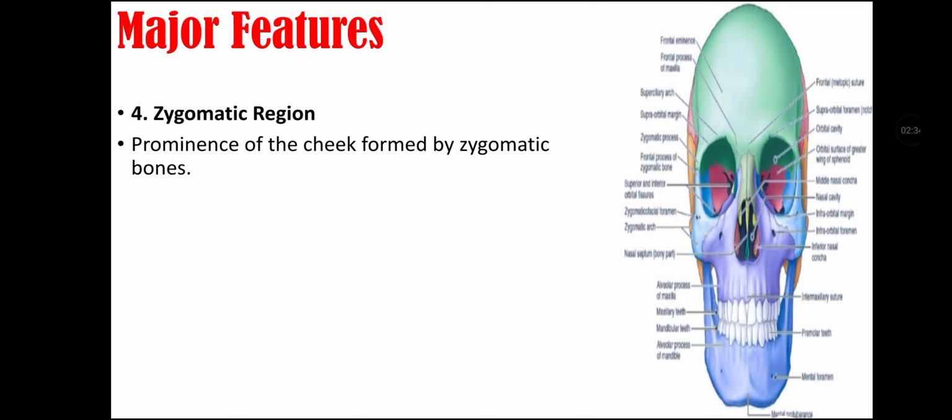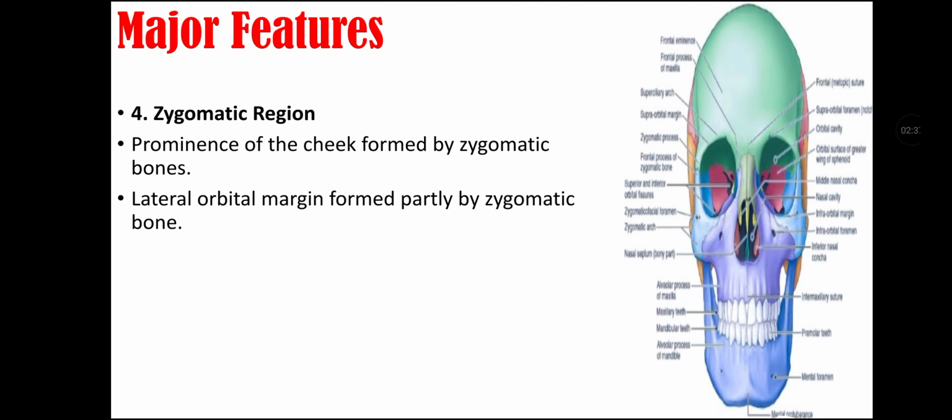Next region of norma frontalis is zygomatic region. It forms the prominence of the cheek and it is formed by zygomatic bone. It forms the lateral orbital margin that is formed partially by zygomatic bone.